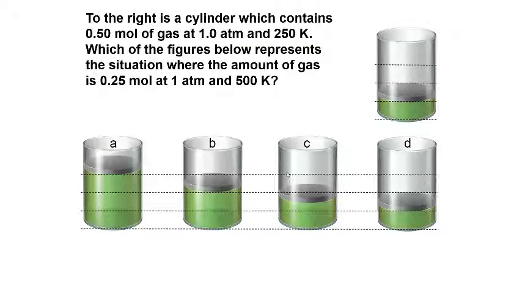All right, so finally, let's conceptually work through a few problems given our newly defined ideal gas law. To the right is a cylinder which contains 0.5 moles of gas at 1 atmosphere of pressure and 250 Kelvin. Which of the figures below represents a situation where the amount of gas is 0.25 moles at 1 atmosphere of pressure and 500 Kelvin? Pause your video and try to work through that based on the ideal gas law. I'll give you a hint: you do not actually need to substitute any numbers in the equation. This is just conceptual work with the ideal gas law. So pause your video and give it a shot.